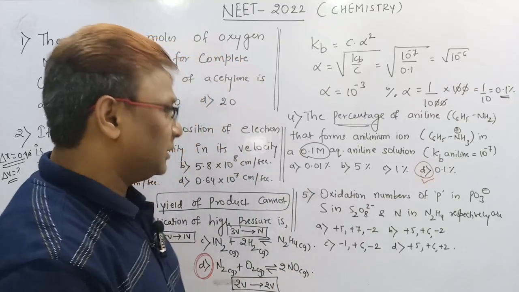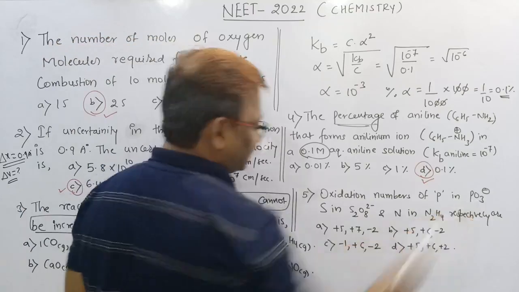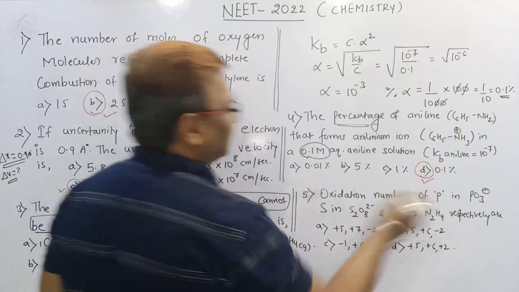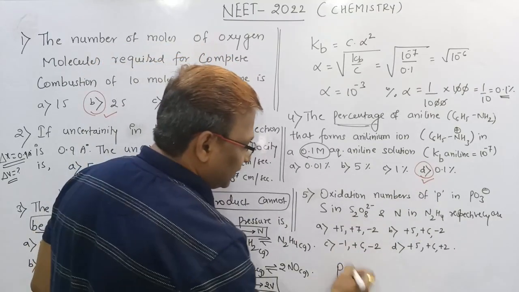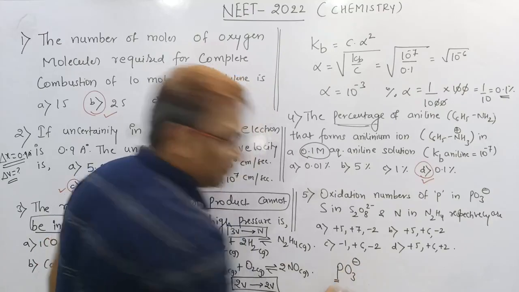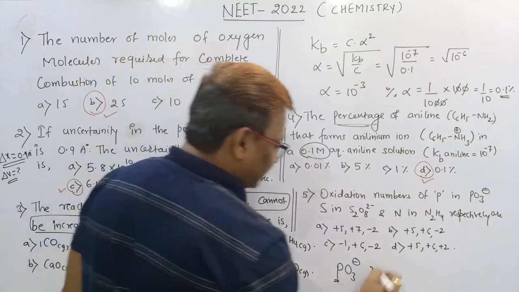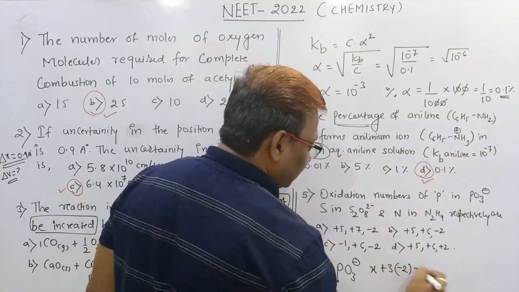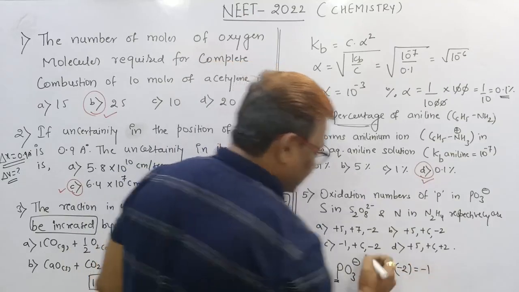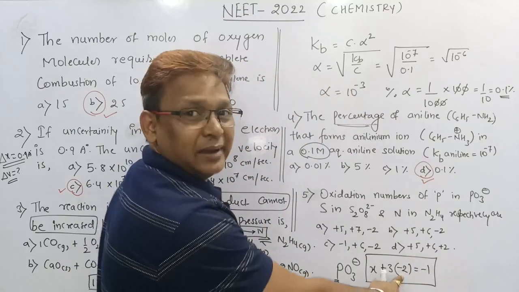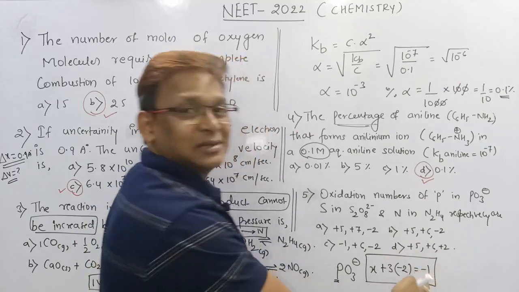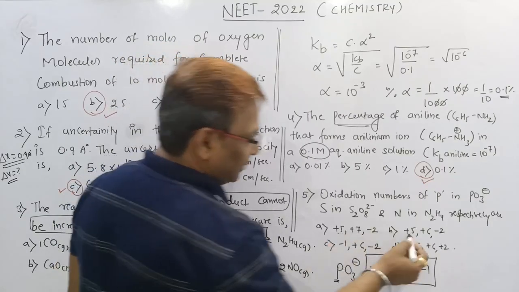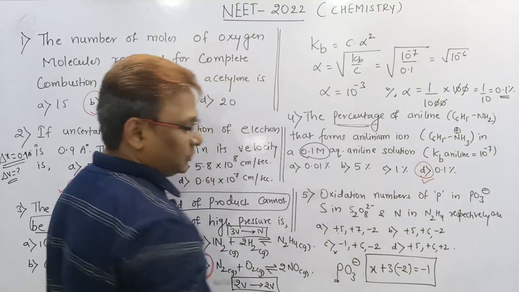What is the oxidation number of phosphorus in PO3 minus, sulfur in S2O8 2 minus, and nitrogen in N2H4? Very simple beta. If PO3 minus is there, I want the oxidation number of phosphorus, take it as x. How many oxygen? 3. Oxidation number of oxygen is minus 2. x plus 3 times minus 2 equals the charge present over it, minus 1. 3 twos are 6, minus 6 goes to that side and becomes plus 6. Plus 6 minus 1 becomes plus 5. Phosphorus oxidation number is plus 5. So plus 5, this is ruled out.